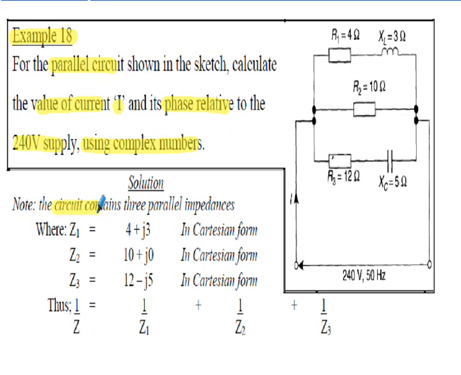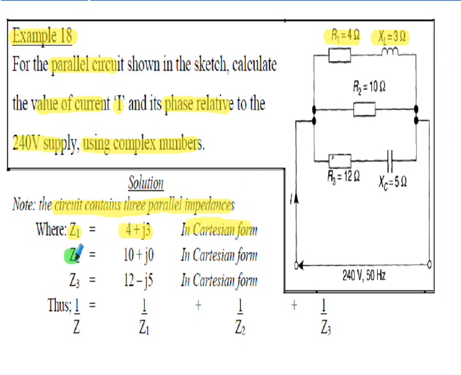So the circuit on the right hand side contains 3 parallel impedances. I've labelled them as Z1, Z2 and Z3. So Z1 is 4 plus j3, so this relates to this part of the circuit. The R1 equals 4 ohms and the XL is equal to 3 ohms. Don't forget here the real part is the resistor 4 and the imaginary part is the reactive inductance XL, and that's 3 ohms. And that's leading the resistance, so that's plus in this case, so that's 4 plus j3 in Cartesian form.